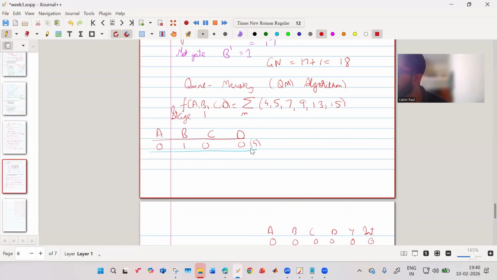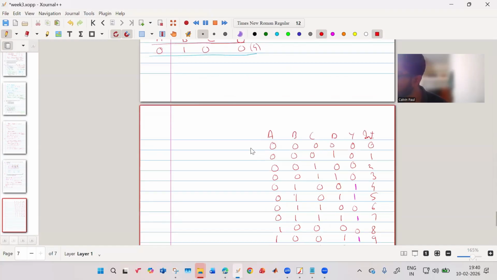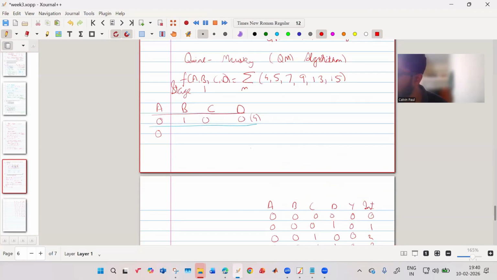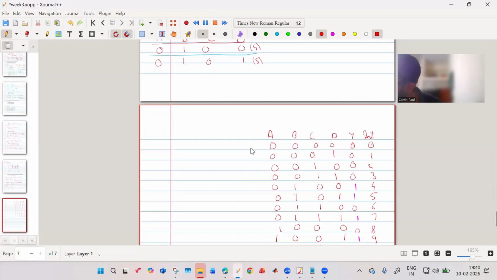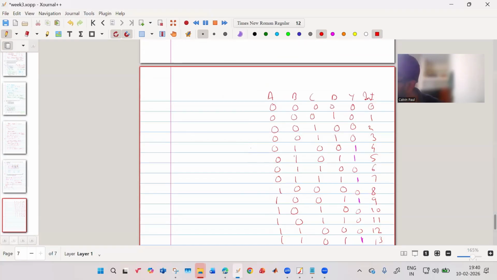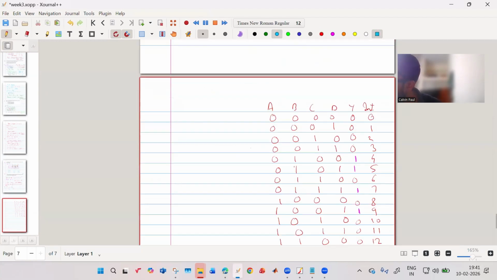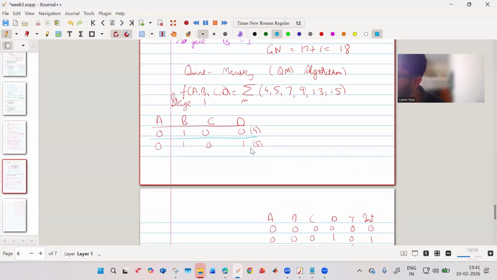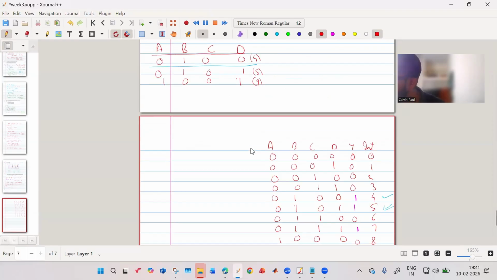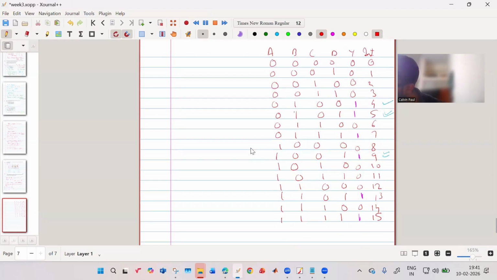For 5, how many ones are there? There are 2 ones. So that is 0101, that is your 5. Then 9 is also a case where you have 2 ones. 4 is the case where you have 1. So 9 means you have 1001.